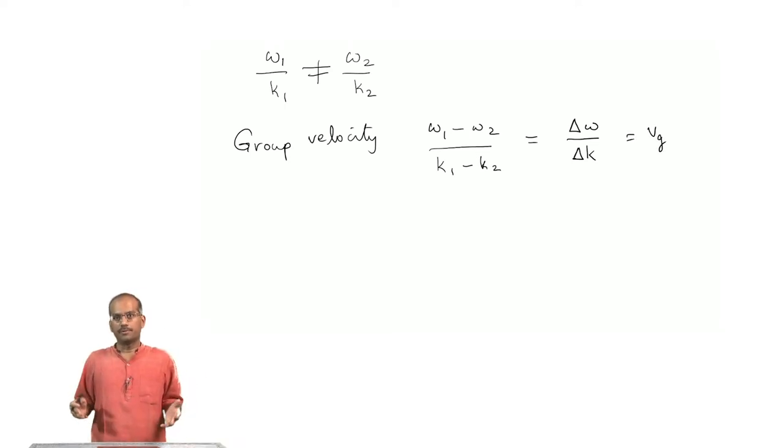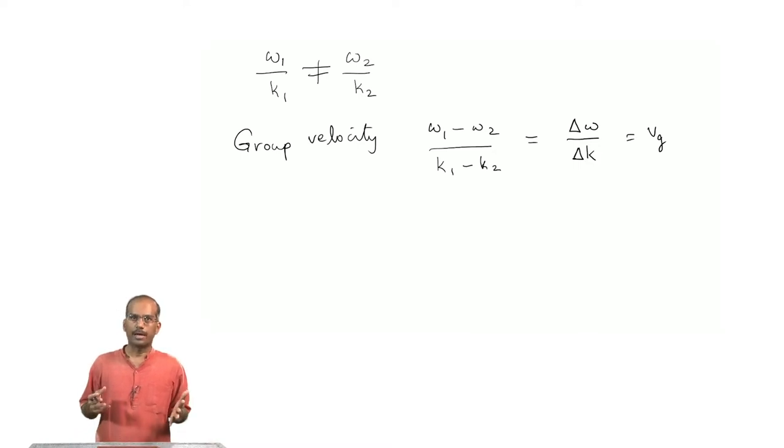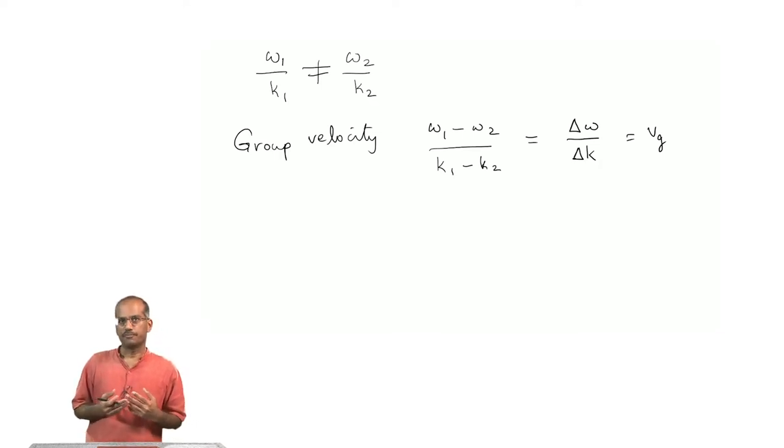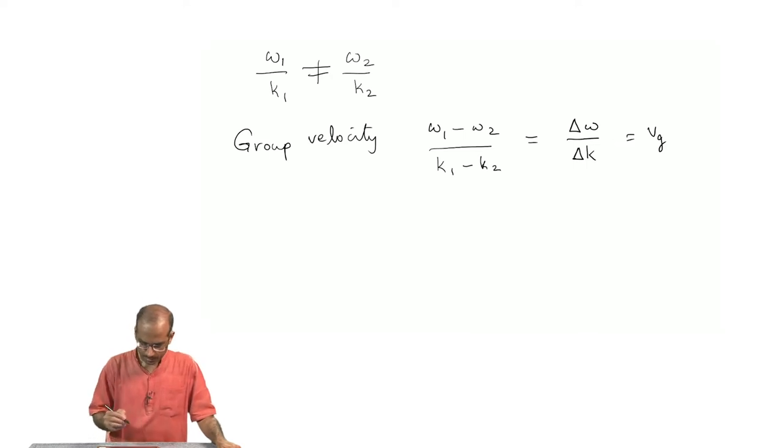We have now three possible velocities. One is omega 1 by k1, the other one is omega 2 by k2, which are the velocities of the individual waves. Now, we added these two waves, and that has given rise to this third velocity, which is the group velocity Vg. In this case, what is going to happen is the two waves will not be in step with one another. So, there is going to be dispersion. The initial shape of the wave that you had started with is going to change as a function of time.